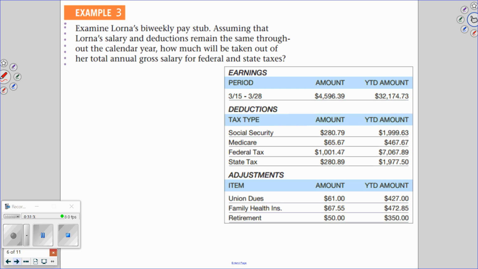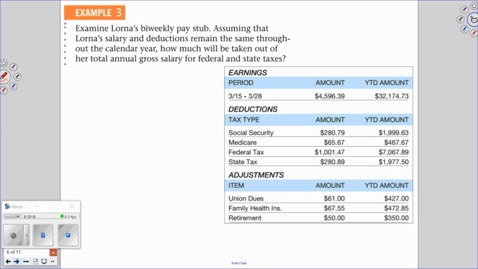Okay, adjustments. We also had union dues, family health insurance, and retirement, stuff that she's also having taken out, and then year to date. But we need to make sure we're clear on how to read these things. First column is just this paycheck. Second column is everything thus far this year. Okay, how far into the year are we? 3 months. We're not that far, right? This is in March. No, we're in November, but this is March.